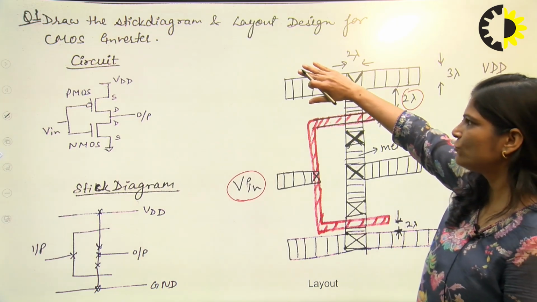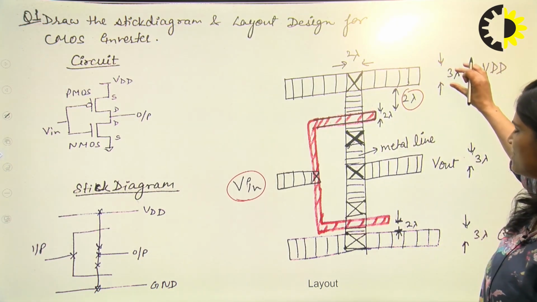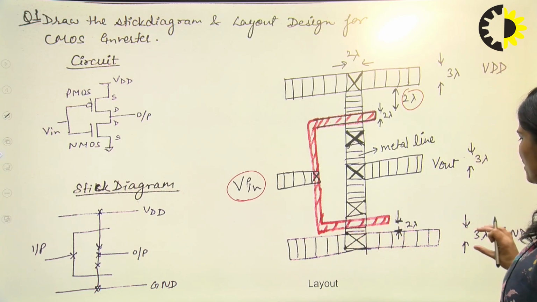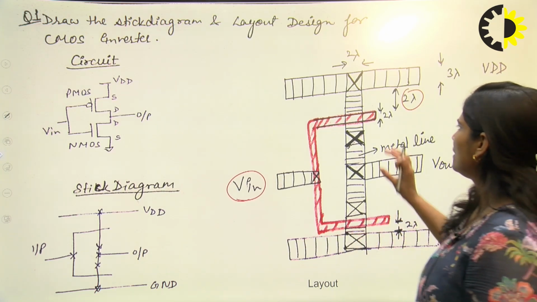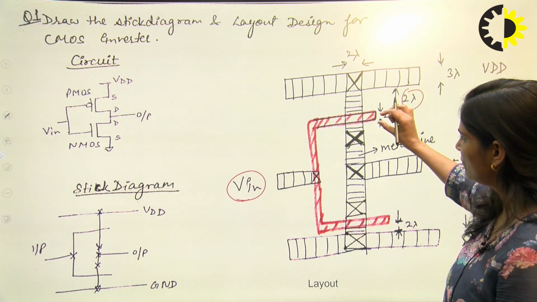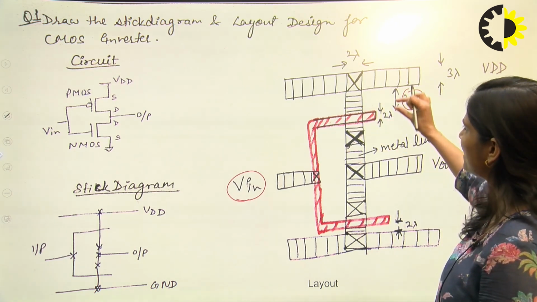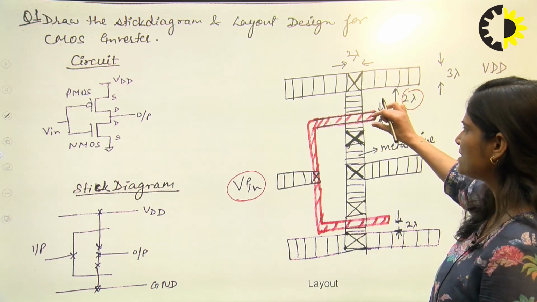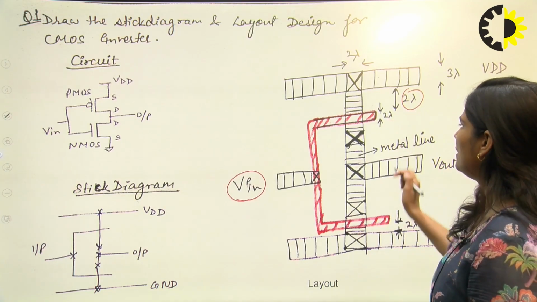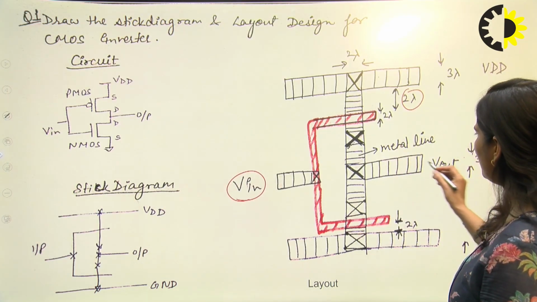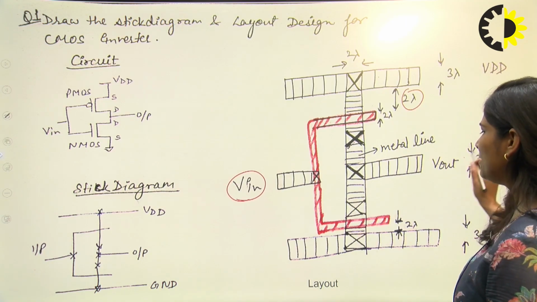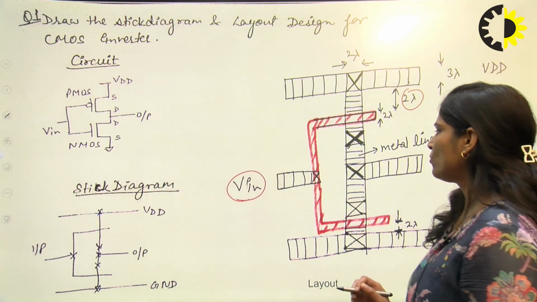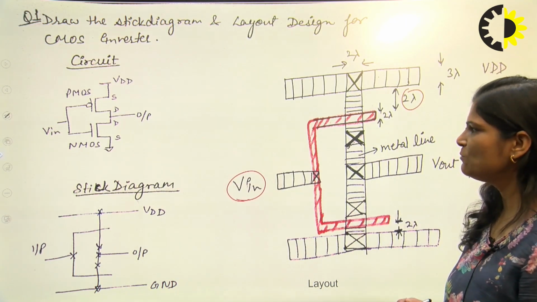So first we have to draw the VDD and write down its width. This is ground, write down its width. This is also 3 lambda. Now for the PMOS, its polysilicon line width is 2 lambda, and the distance between VDD and the polysilicon line is 2 lambda. Now here is a metal line, and this metal line is 3 lambda in width.